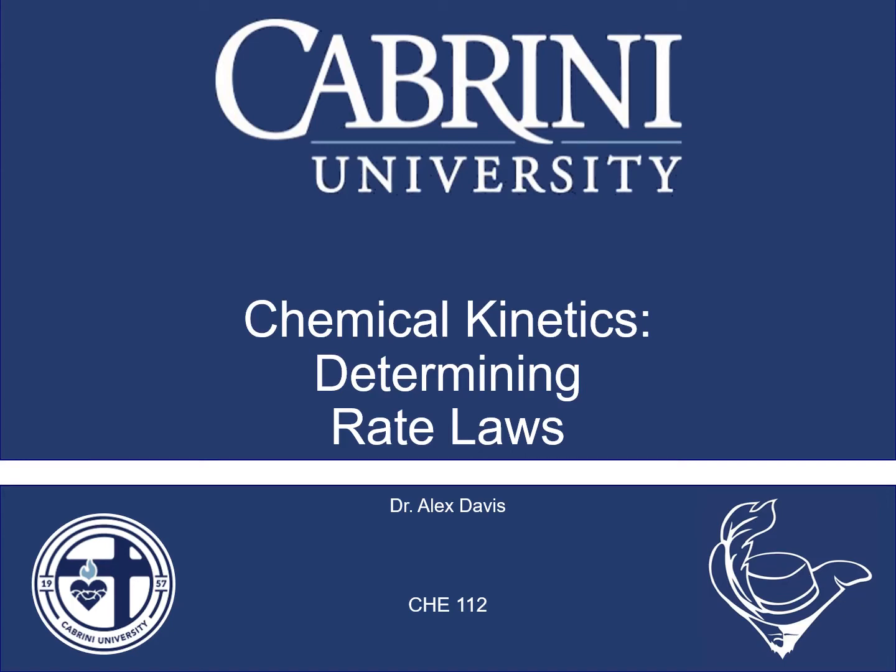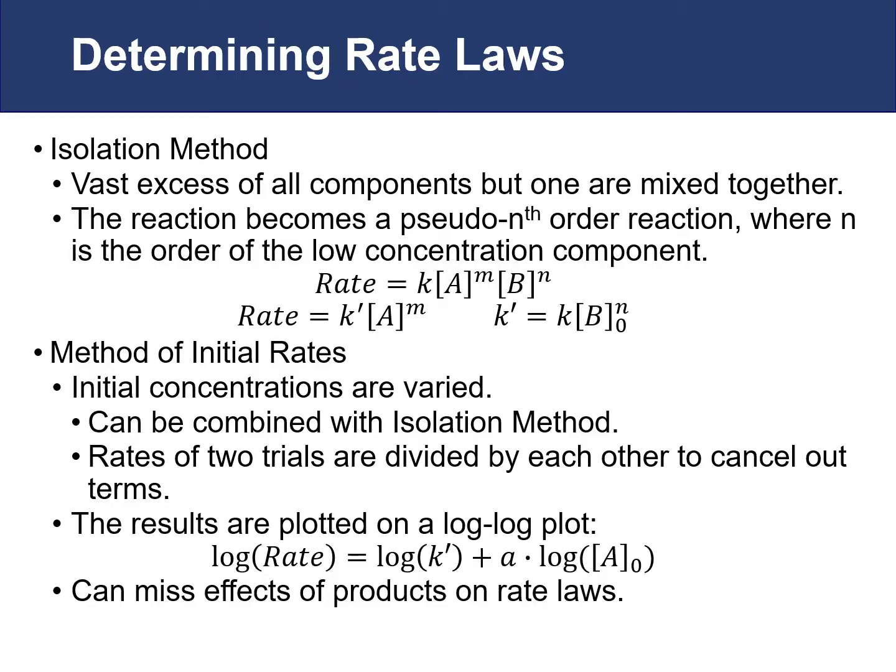In this video, we will talk about some of the methods for determining rate laws experimentally. There are several different types of experimental methods that we can use to determine rate laws. Of the ones that are possible, the most common two are the isolation method and the method of initial rates.